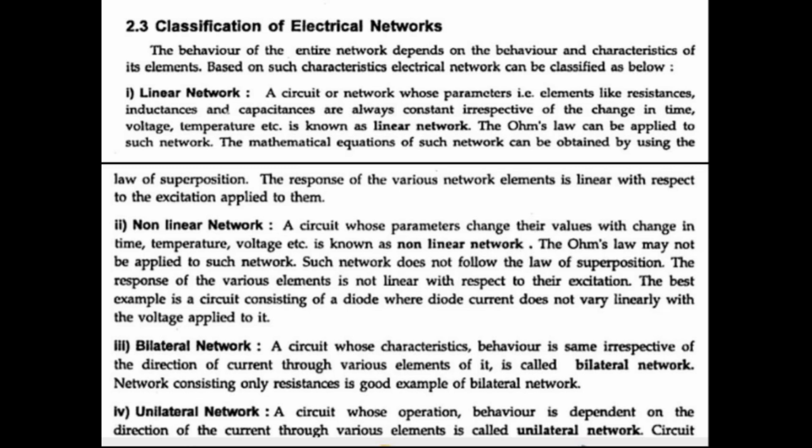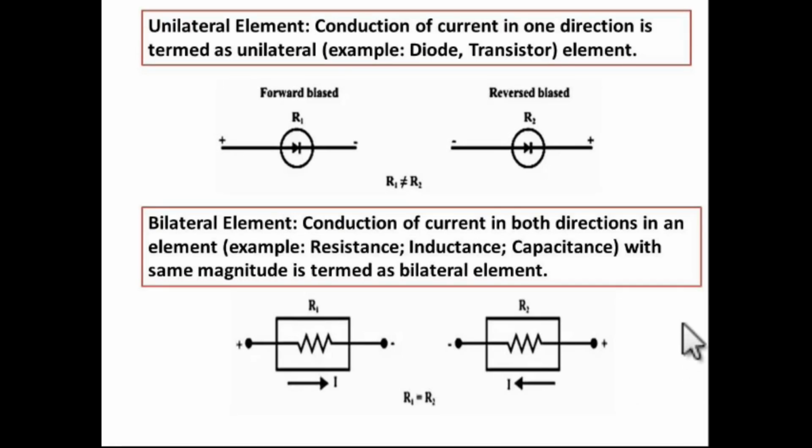And you can see in the second slide I have given some examples. You can see over here unilateral component or element. Unilateral element: conduction of current in one direction is termed as unilateral. Examples are diode, transistor, and all the semi-conducting devices. So guys, these are non-linear networks. Okay, these are the examples of non-linear networks.